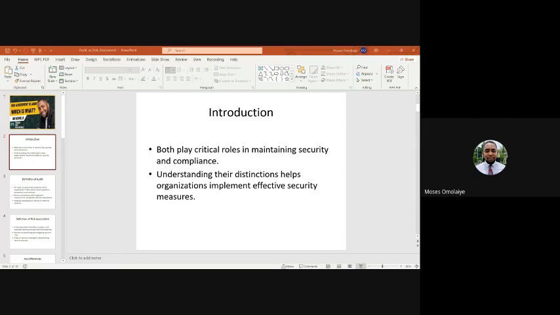Okay, so understanding the distinction would help organizations to implement effective security measures, because if you know the difference between risk assessment and audit, then you know when to do what. So what is audit? This is a systematic evaluation of an organization's information security: first of all, policies, procedures, and controls. When we say controls, those are the measures that are put in place to mitigate risks or undesired happenings. And then also, audit helps us to ensure compliance with regulatory requirements, standards, and internal policies.